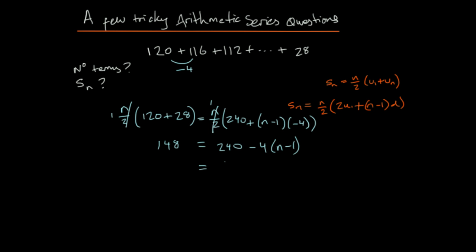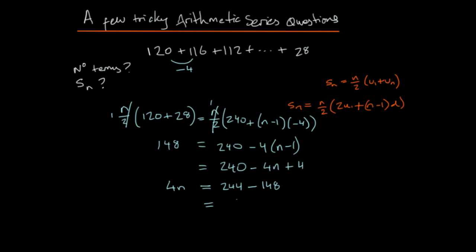I can open that up to get 240 minus 4n. Minus 4 times minus 1 is plus 4. So I put the numbers all together and I have 148 here. 240 plus 4 is 244. So I'm going to pass the 4n to the left-hand side by adding 4n to both sides. And here I have 244. And I'm going to pass the 148 to the right, subtracting 148 from both sides.